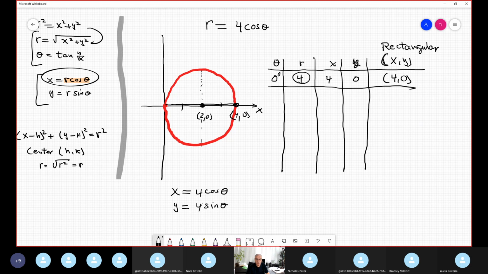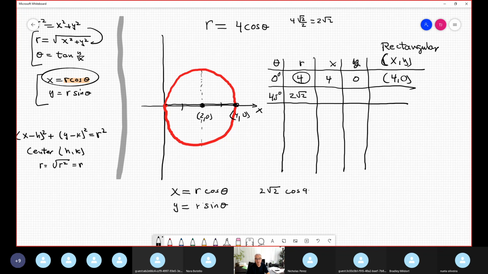Okay? Let me try 45 degree. Entonces, I plug in 45 degree. Cosine 45 degree es radical 2 over 2. Entonces, 4 radical 2 over 2 es 2 radical 2. The radius is 2 radical 2. No, the radius is not always 4, sorry. It's r in general. In this second example, r is 2 radical 2.